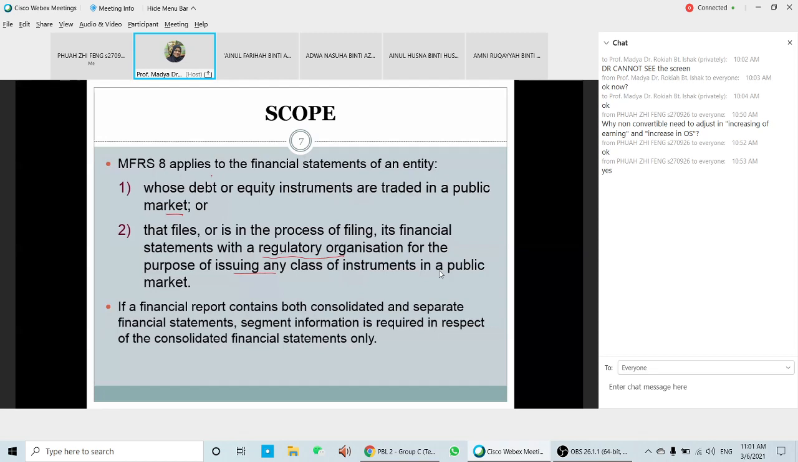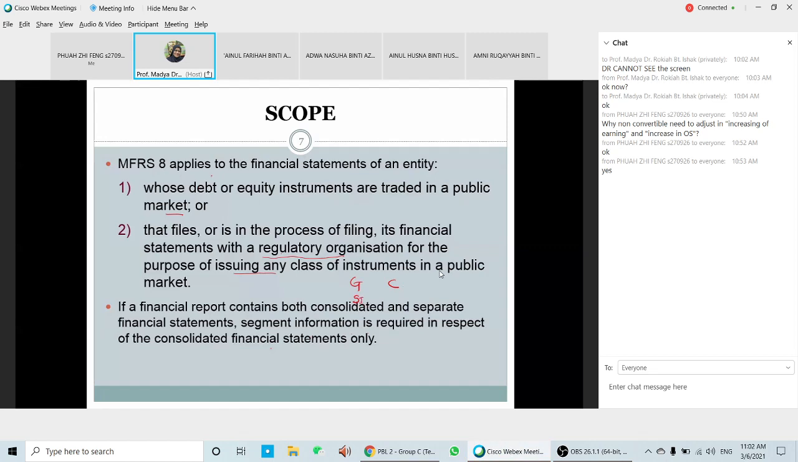If a financial report contains both consolidated and separate financial statements, you're going to have both group and company. The segment information is required in respect of the consolidated financial statements. So you need to provide the segmental reporting for the group only.